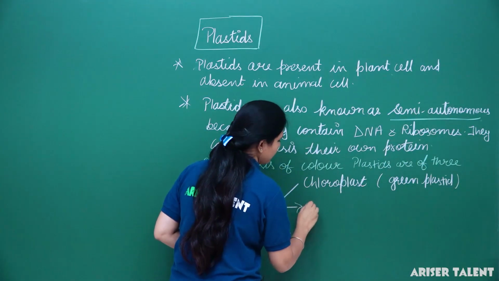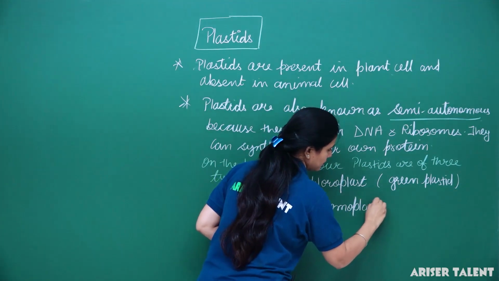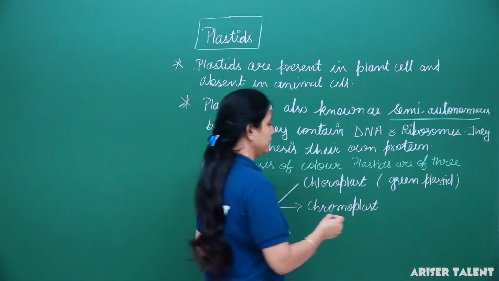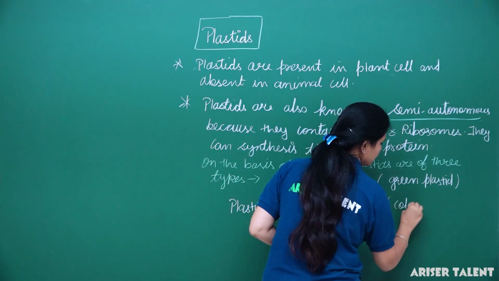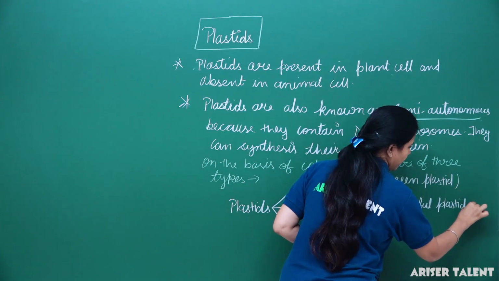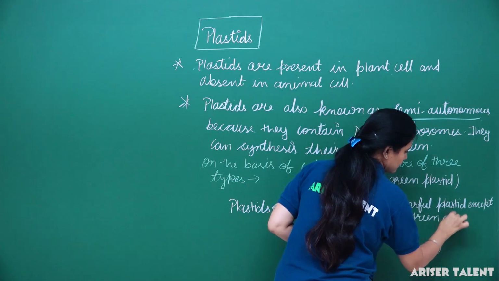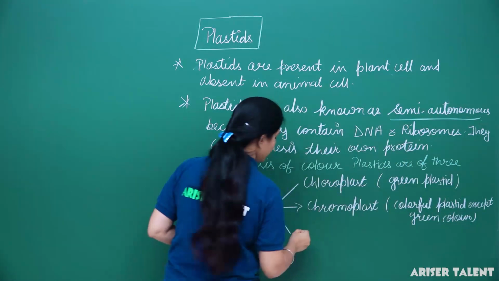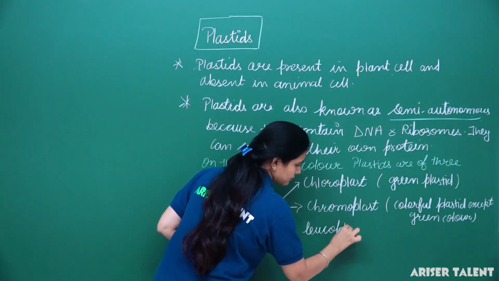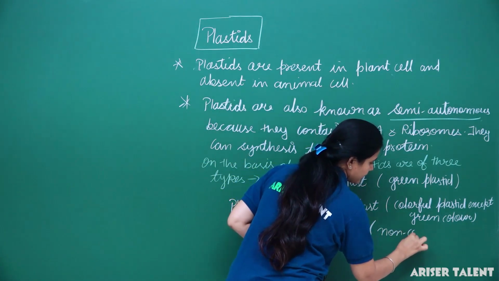Next is chromoplast. It is a colorful plastid and it has different colors except green color. And the third one is leukoplast. It is a non-colored plastid.